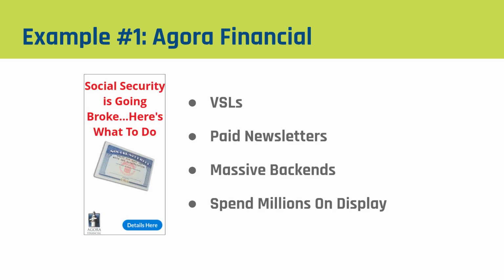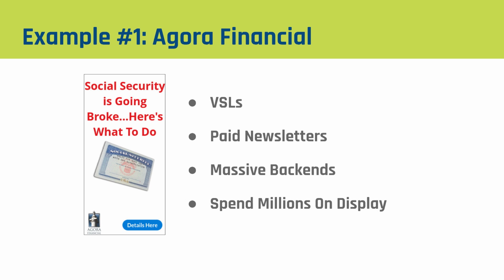So Agora Financial is one of the big players on the Google Display Network that's been very successful for a long time. Very simple ad they've got here on the left side. "Social Security is going broke. Here's what to do." They generate a bunch of clicks over to an advertorial or a VSL. And the entire purpose here is to get people to consume the VSL and subscribe to the paid newsletter. And so they can drive prospects from anywhere.